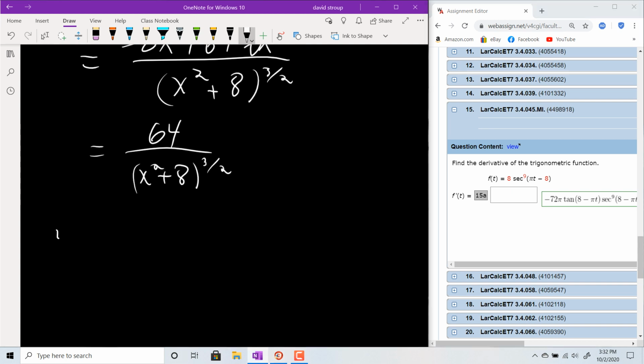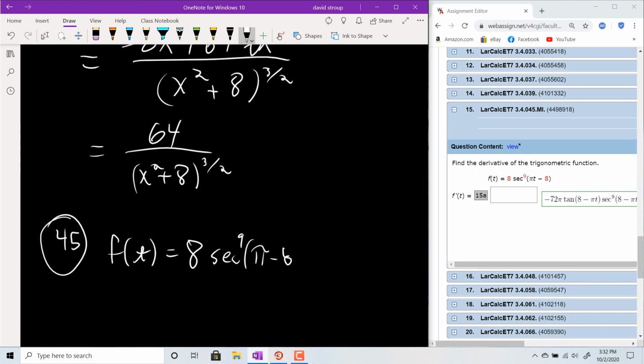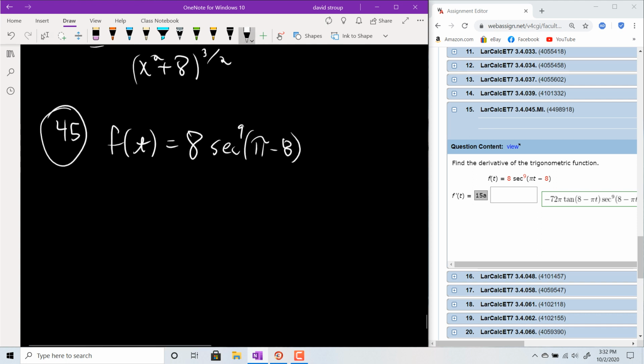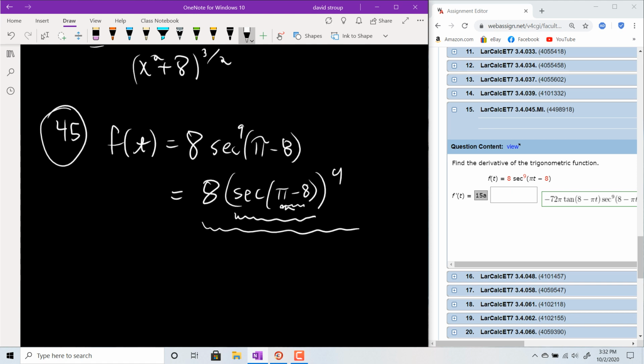So this is 45, and we have f of t equals 8 secant to the 9th of pi t minus 8. Okay, so this is kind of one of those triple composites I was talking about. If you rewrite it, it's 8 times secant of pi t minus 8 raised to the 9th. Okay, so there's this inner part right here, and then there's this part here, and then finally you have the outer part. So there's 3 things there.